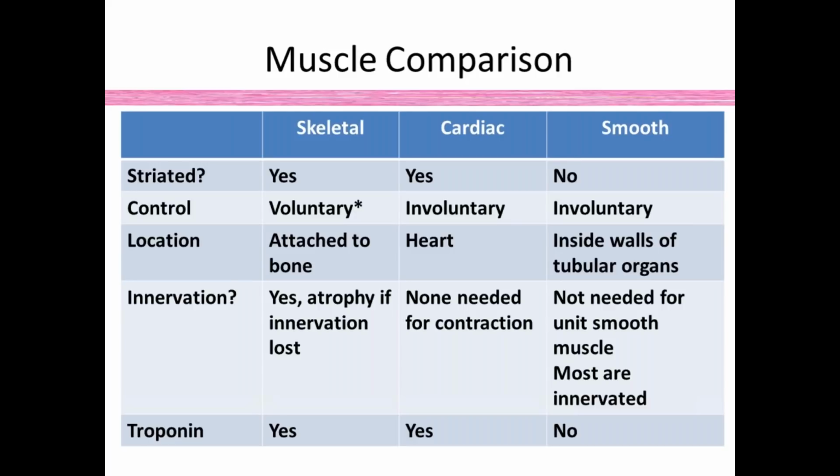There's also no troponin, as we found out, and that's why we needed those two enzymes, the kinase and the phosphatase, to stimulate the myosin to be phosphorylated so it could contract.